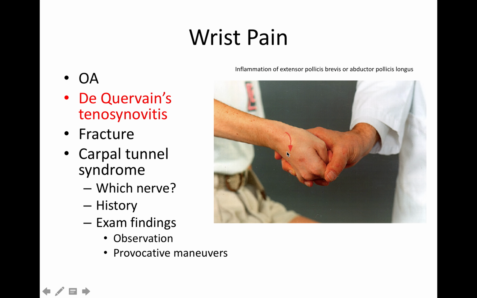Think about de Quervain's. This is a tenosynovitis of the extensor pollicis brevis or abductor pollicis longus. This is an overuse injury. And so the patient is going to put their thumb, make a fist, wrap their fingers around that thumb, and you, the examiner, are going to then deviate the wrist towards the ulna, and it's going to cause pain over the thumb, over this area.